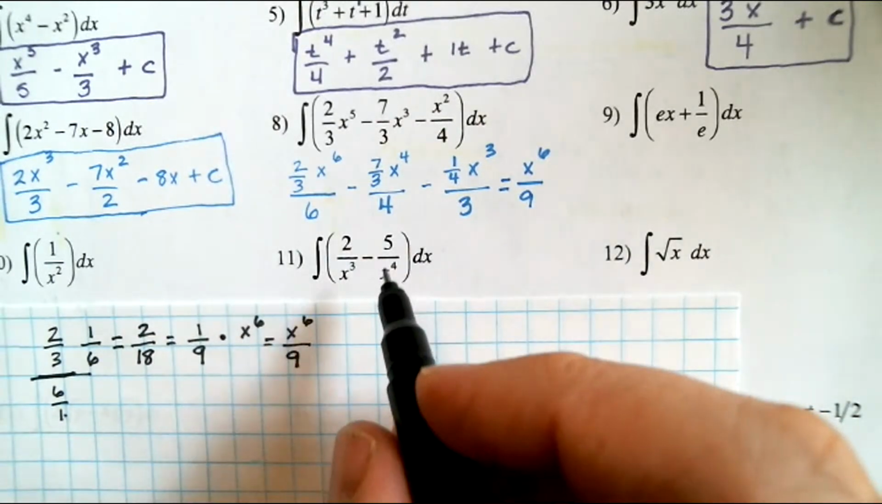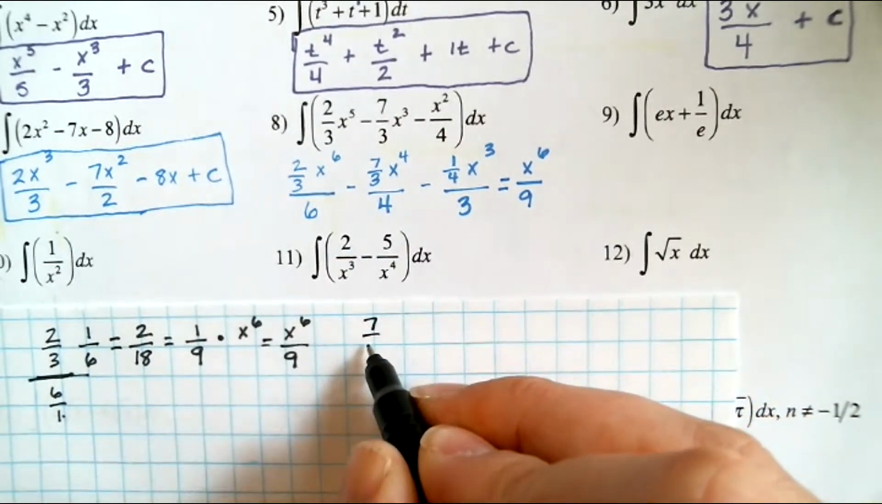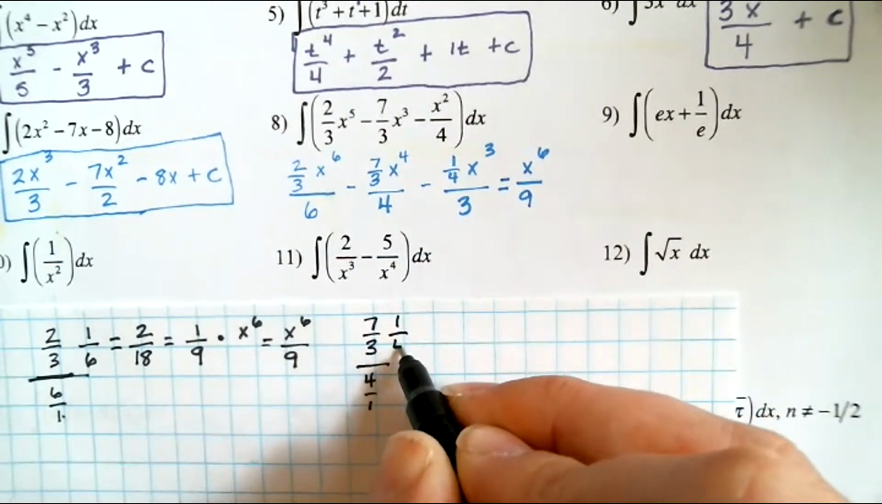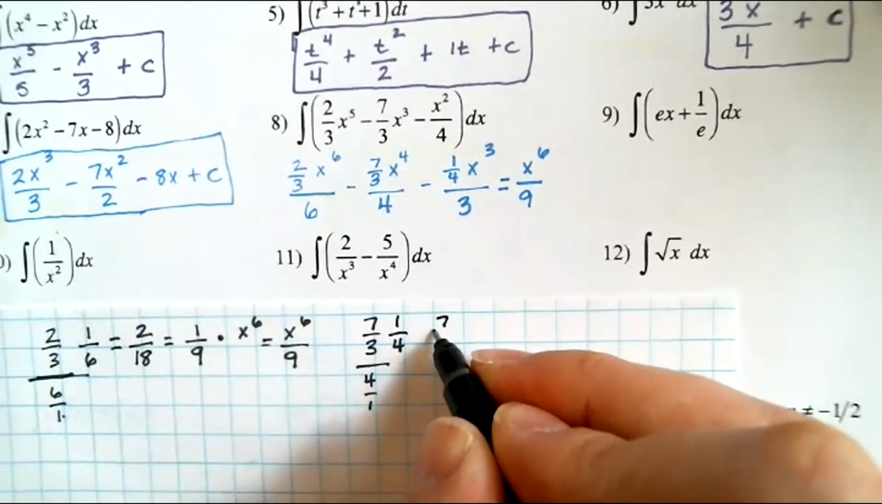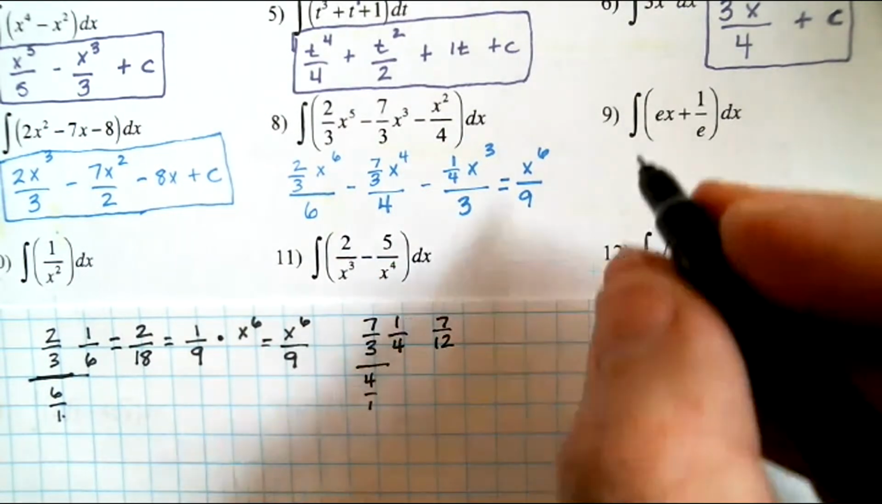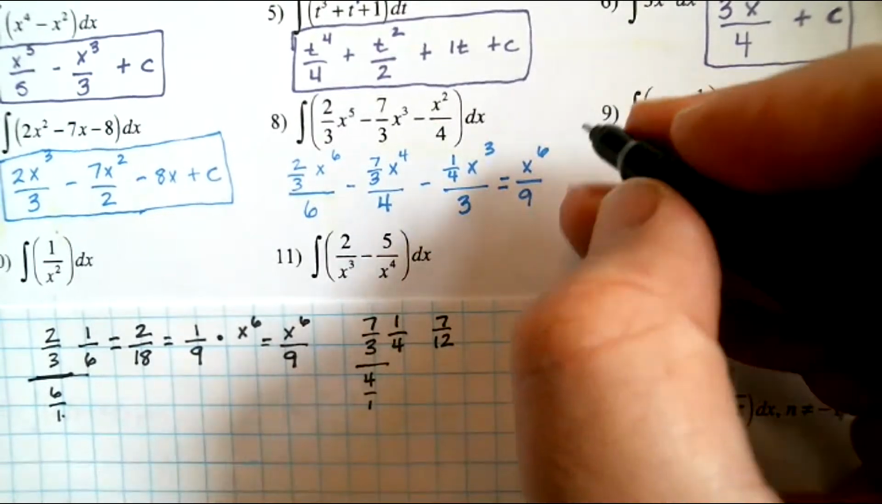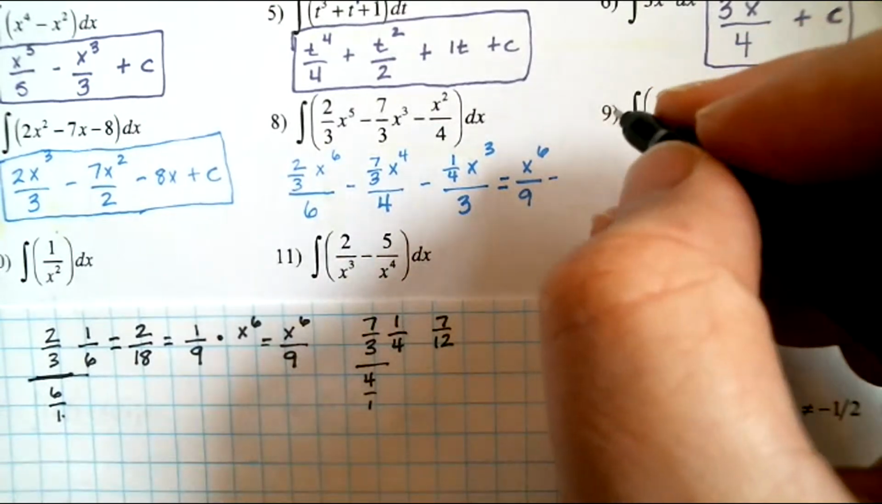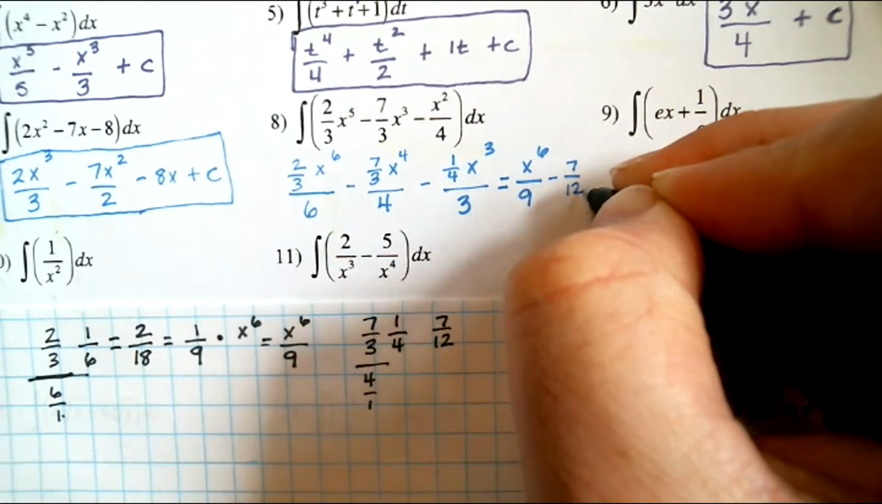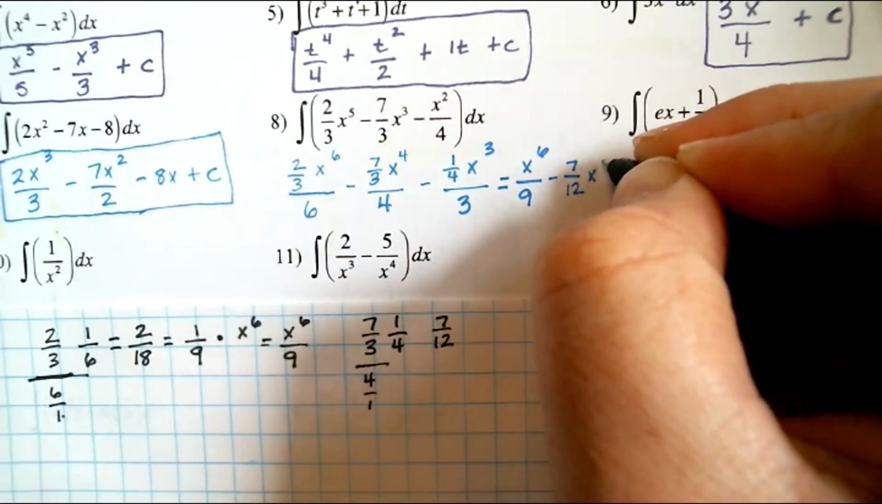The next one, 7 over 3 divided by 4 over 1. Just flip it up, guys, and get 7 over 12. And don't forget about your x to the 4th. And it is minus, so minus 7 over 12 x to the 4th.